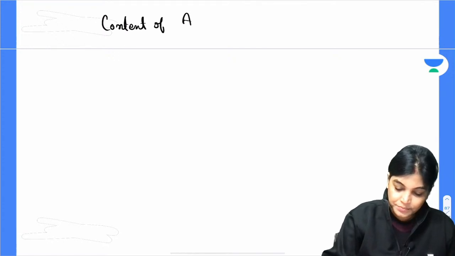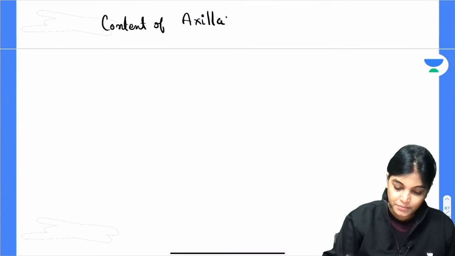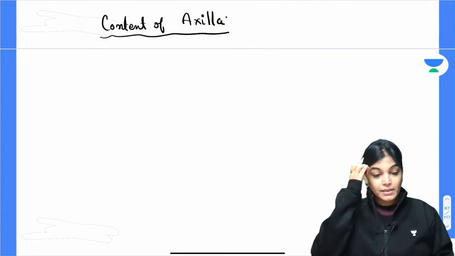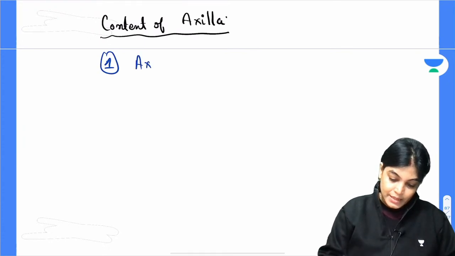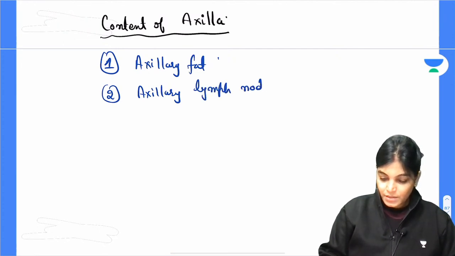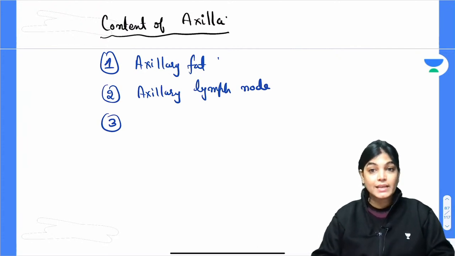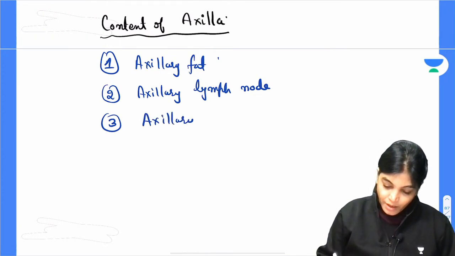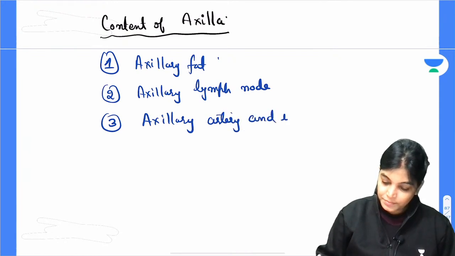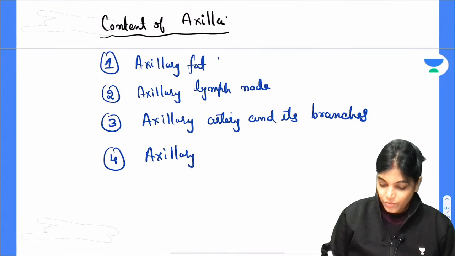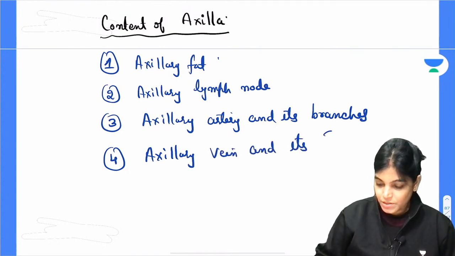The contents of axilla are the following. It is mainly containing axillary fat, axillary lymph nodes, and also inside axilla we have got the axillary artery and its important branches. We will also discuss the axillary artery in detail after writing this. Then axillary vein and its tributaries.